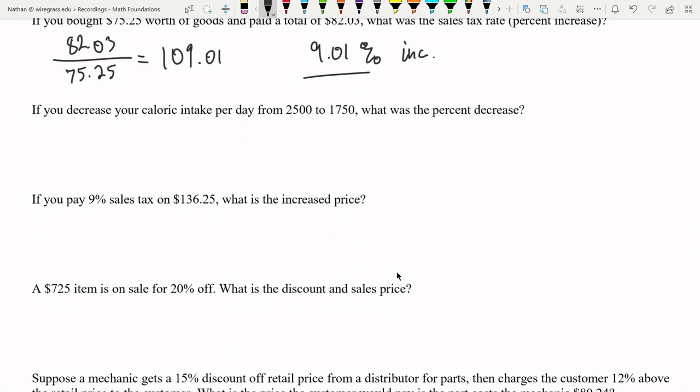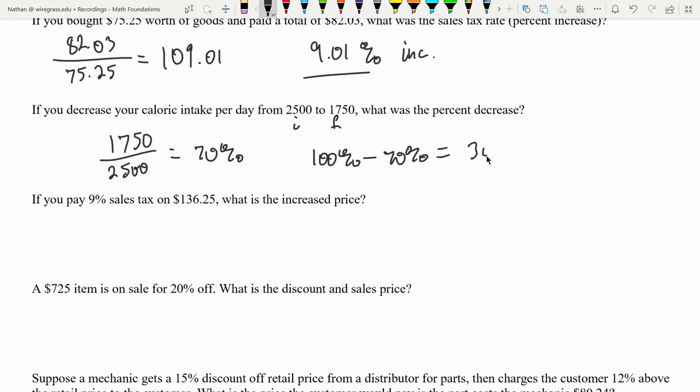Okay, if you decrease your caloric intake from 2,500 to 1,750, what is the percent decrease? Again, initial, final divided by initial gives us 70%. Or in other words, 100% minus 70% equals a 30% decrease in the caloric intake.